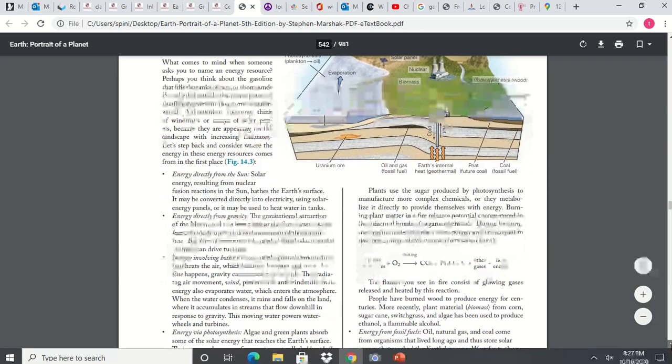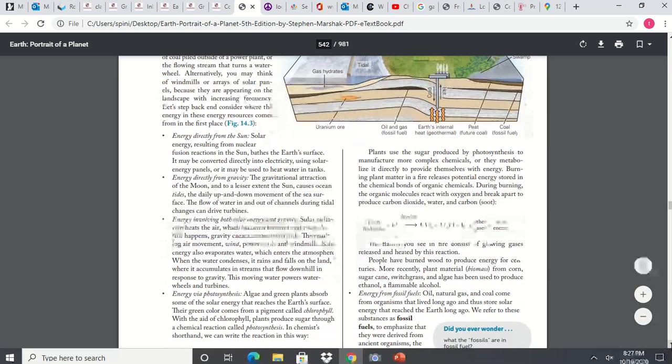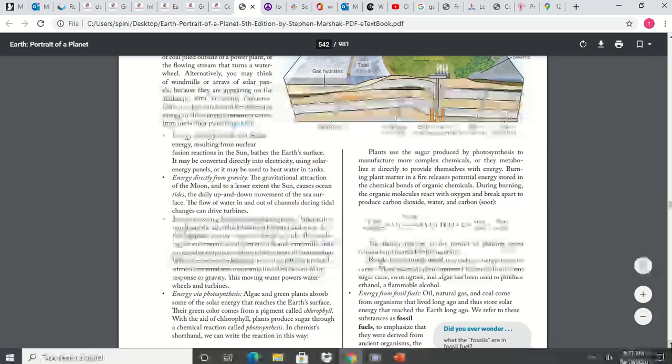So again, energy directly from the sun in terms of solar energy. This could be photovoltaics, which is like solar cells, or it could be just heating up water in a tank and then having that energy, that heat in the water, radiate out into a space and heat that space.